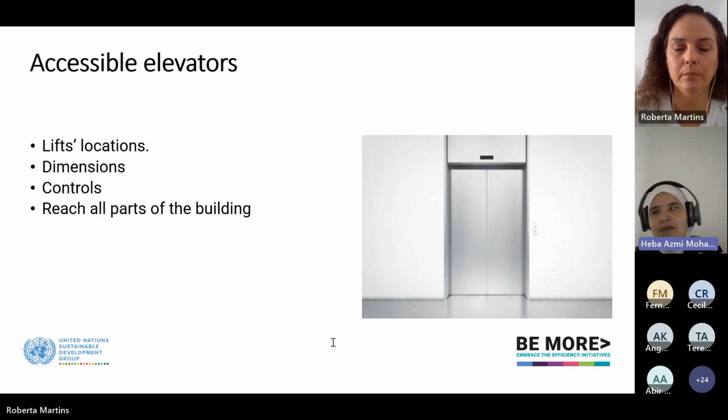Next slide, please. As for accessible elevators, there are a number of elements that should be considered when assessing the accessibility of the elevators. First, locations. Elevators should be located as close as possible to the main entrance of the building, or to the main floor doors, so that they would be easily reached by persons with disabilities. As I said, some people have difficulty walking for a long distance.